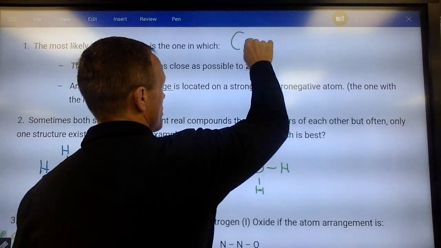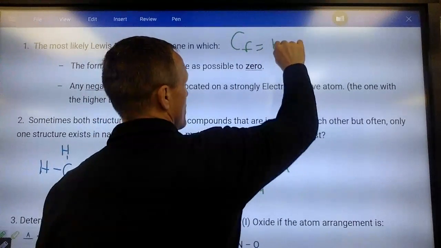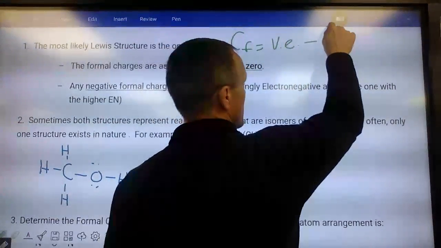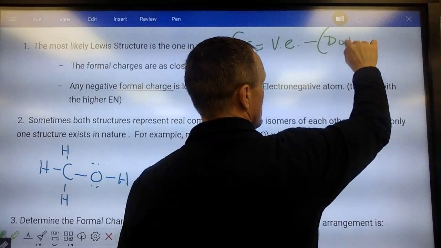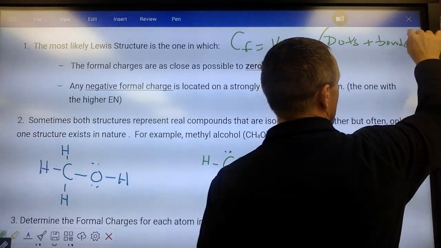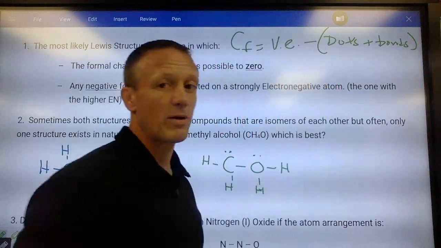Formal charge equals the valence electrons the element has, minus dots plus bonds.